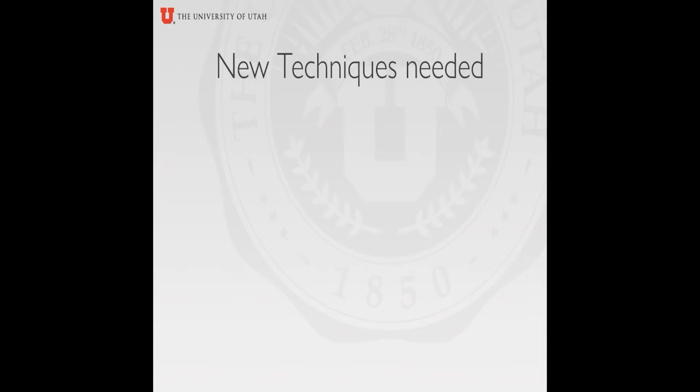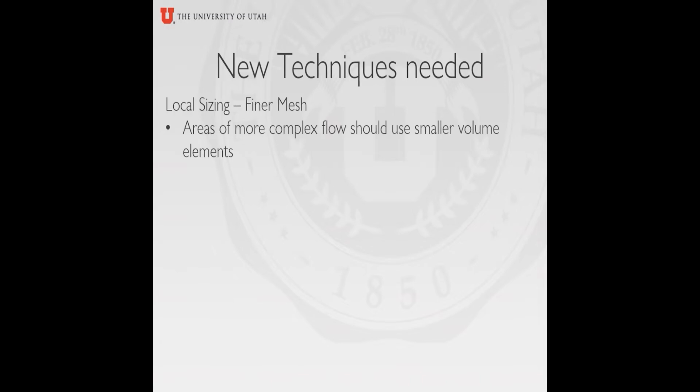Because we want our simulation to be as accurate as possible, we're going to be integrating a number of new techniques this week and increasing the complexity of some of the techniques we've already learned. First, we'll be doing something called local sizing. In areas of the mesh where we expect more complex flow patterns, so right at the area of the bifurcation where we know blood is going to be moving and diverting into the two branches, we'll want smaller elements in that area to better capture the trajectory of those particles.